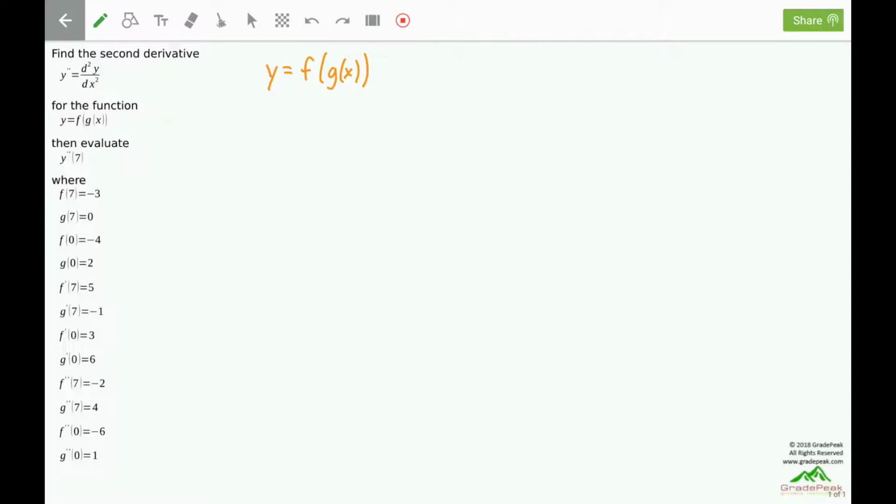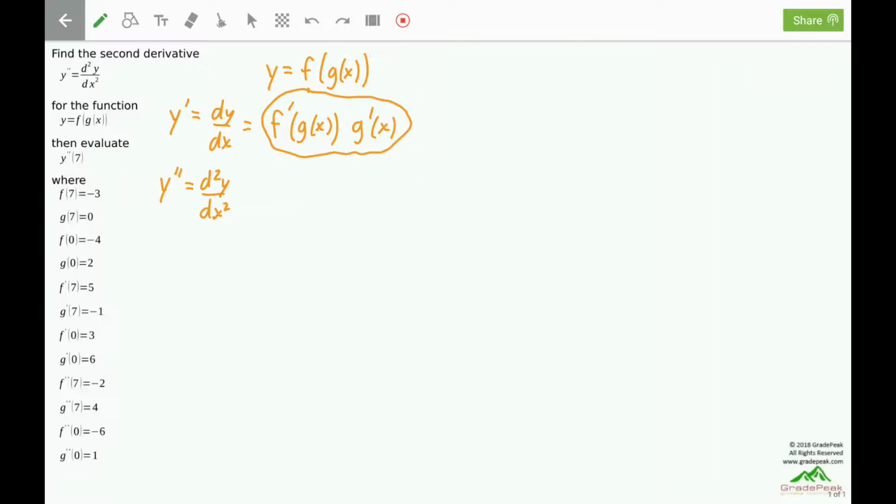And therefore, our first derivative, y prime or dy dx, we'll start with the derivative of the outermost function, that's the f. Leave the inside function alone, g of x, but then multiply by the derivative of the inside function to complete the chain rule. Our second derivative, y double prime, or d squared y dx squared, will be the derivative of the first derivative, the derivative of this.